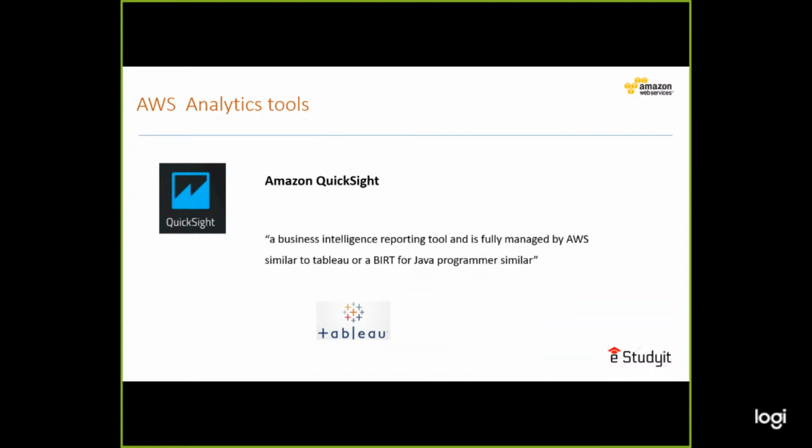The next one, AWS analytic tools. Basically, it's QuickSight, a business intelligence reporting tool. It's similar to Tableau. Please learn more about Tableau if you would like to do some visualization for your big data. It's a really great tool. If you are also interested in Java programming, I also advise you to learn about BIRT. It's fully managed by AWS.